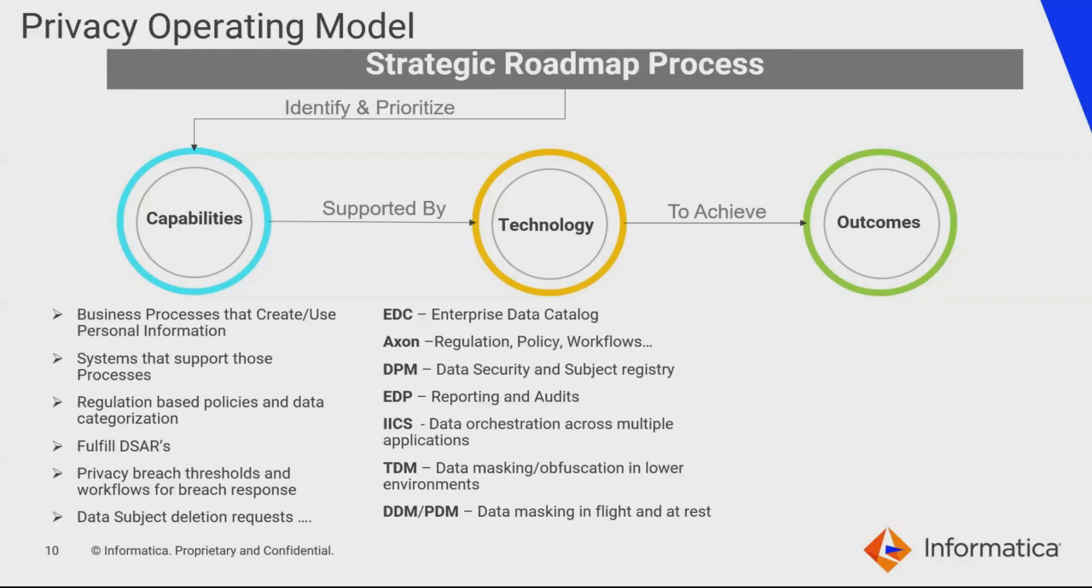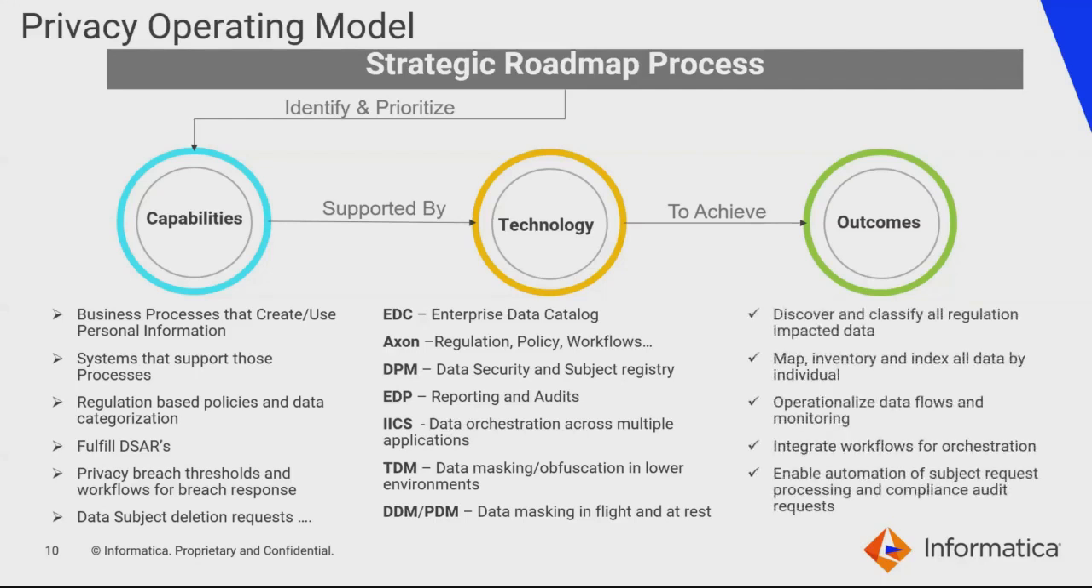So test data management is actually a key one for having that data masking capability. We want to be able to test out our privacy capabilities in test before bringing it to production. So that's the ability to do data masking and scrubbing, obfuscating information so that we aren't able to identify information back to an individual. And then we have our cloud integration strategy with IICS, which is really orchestrating that information across multiple applications in the cloud to have that single view of a subject.